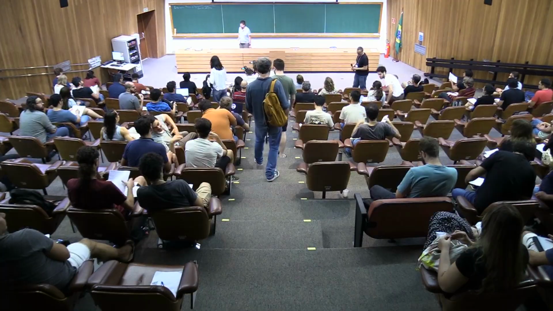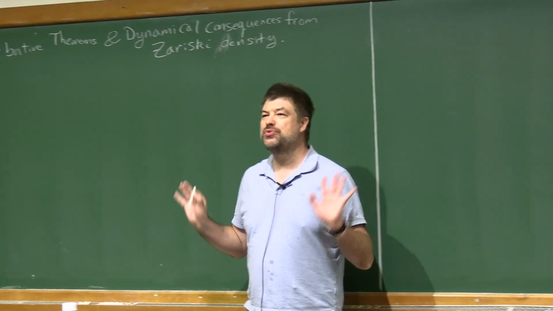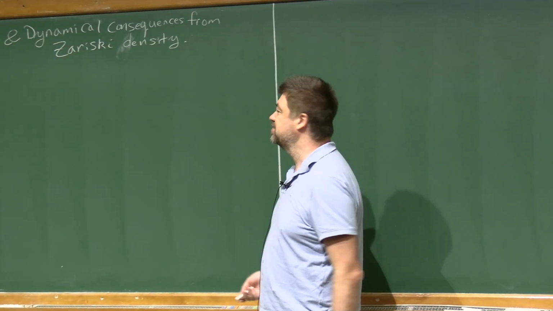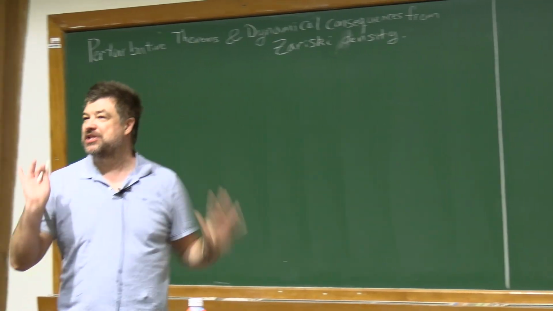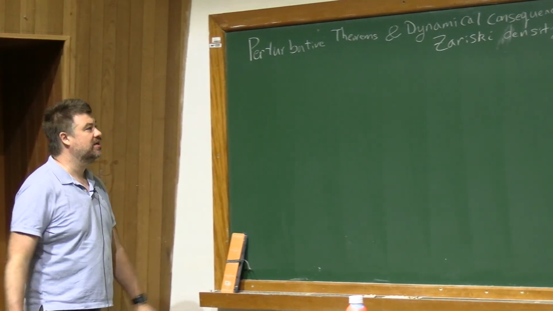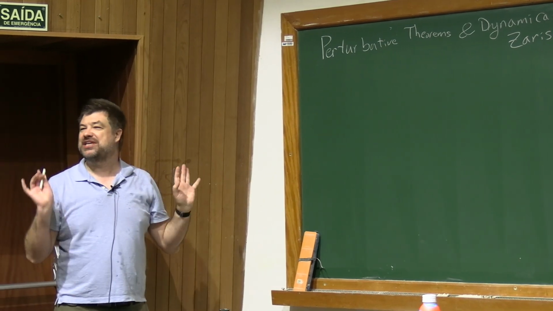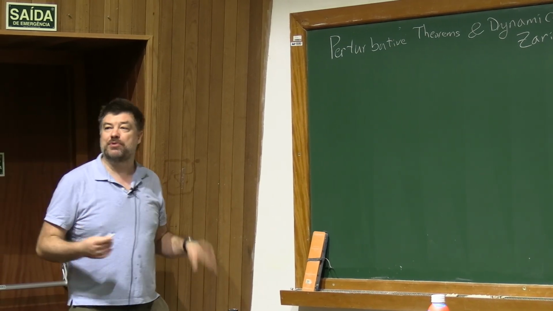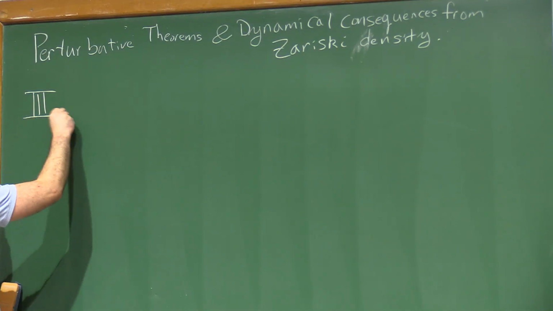Okay, so I'll continue my mini course. I want to do two separate topics today. First, I want to state some theorems from papers with myself and co-authors, some of whom are in the audience. And I also want to state how I think of this Zariski density and get some dynamical properties of this. So I'll start by stating some theorems.